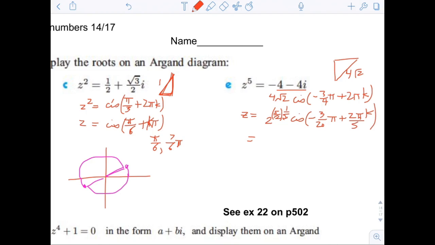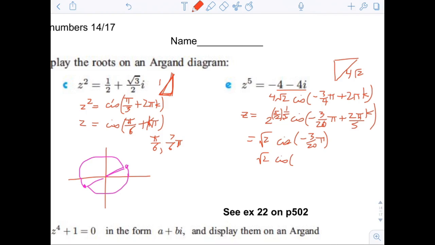So the modulus is going to be 2 to the 1/2. And the cis values, the first one's going to be -3/20 pi. And I'm going to rewrite 2 to the 1/2 as square root of 2. And then there's going to be 5 of these values.